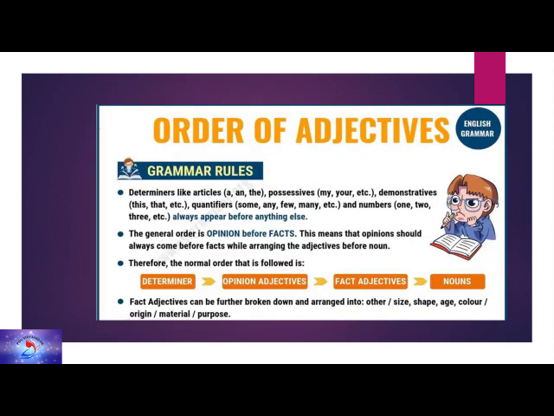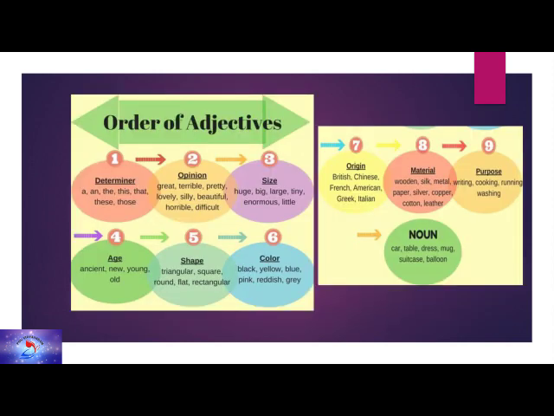Now the order of adjectives. The normal order followed is first the determiner, then the opinion adjective, then fact adjectives, then nouns. Fact adjectives can be further broken down and arranged into size, shape, origin, material, purpose. So when we write a sentence, we follow this order. Always we place a determiner, an opinion adjective, a fact adjective and then the noun. It is always placed before the noun, you know that. So this means that opinions should always come before facts. You have to be careful to place the opinion adjective before the fact adjective. So this is the order of adjectives that you have to learn.